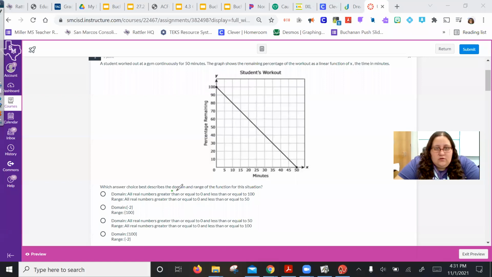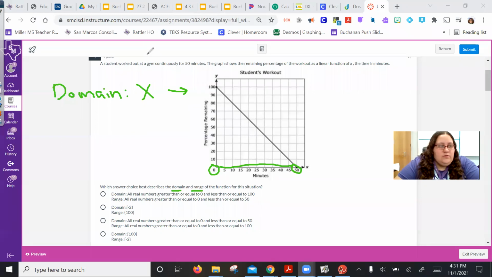So we're looking for the domain and range of this problem. So we need to figure out what our domain and range is. So our domain is always our x values. So we read it like that. So this point on our x-axis starts at 0, goes all the way until it stops right here at 50. So we're including, because these are not arrows, all real numbers between 0 and 50.